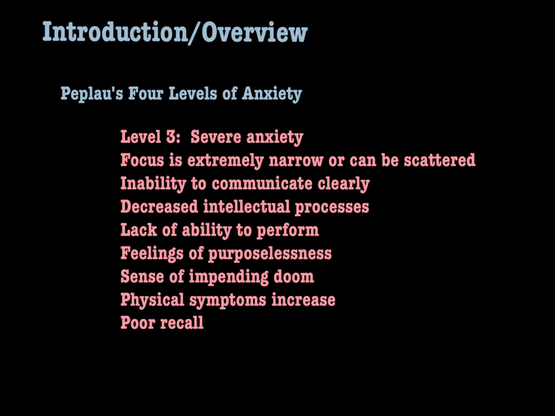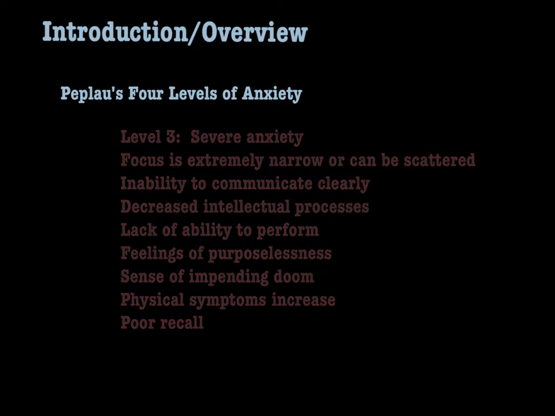They will have poor recall as well. This is really at the point where their thoughts are getting distorted. And so when you communicate with this person, you need to have clear, simple statements. Any kind of explanation or teaching will just go out the window at that point. So that is level 3.